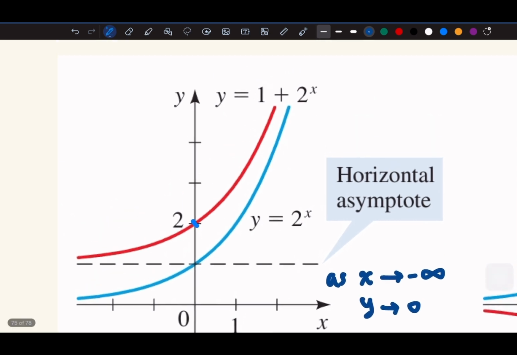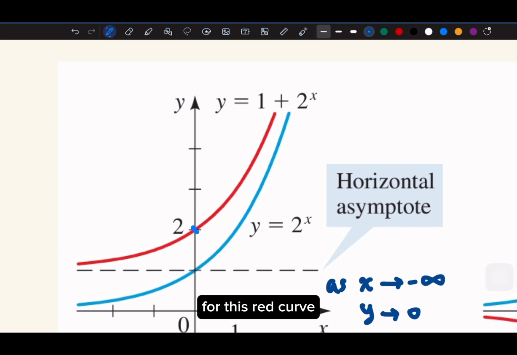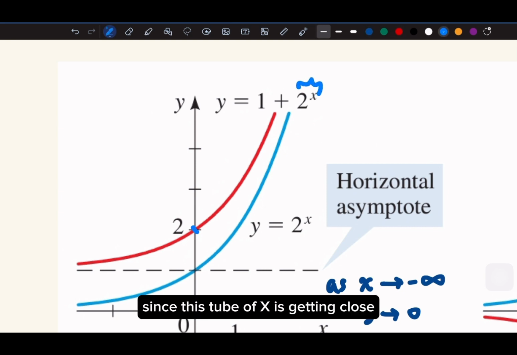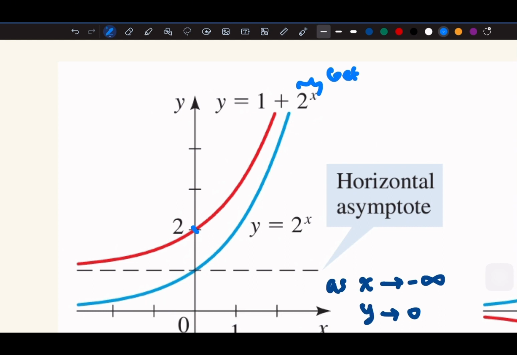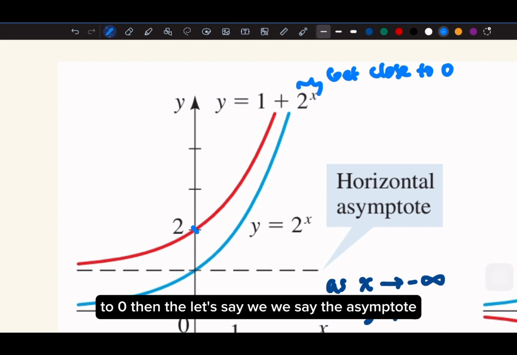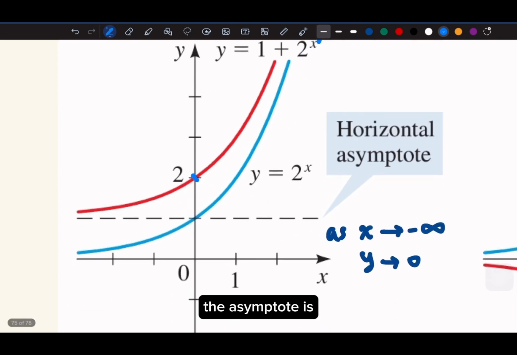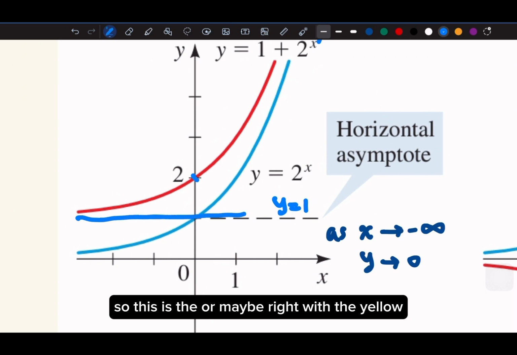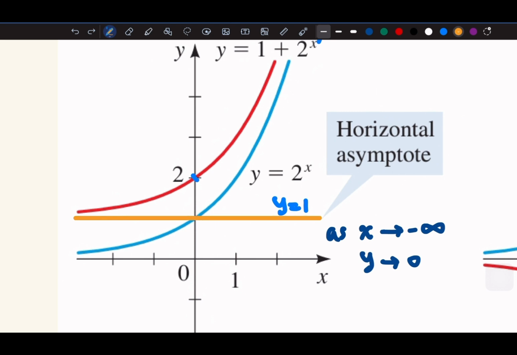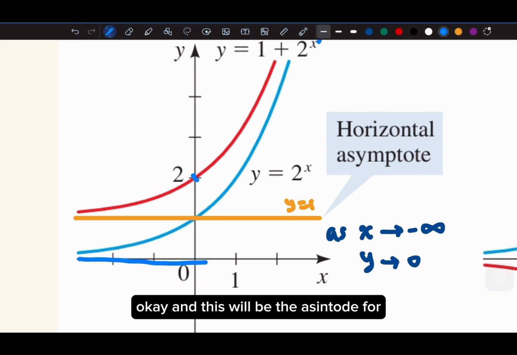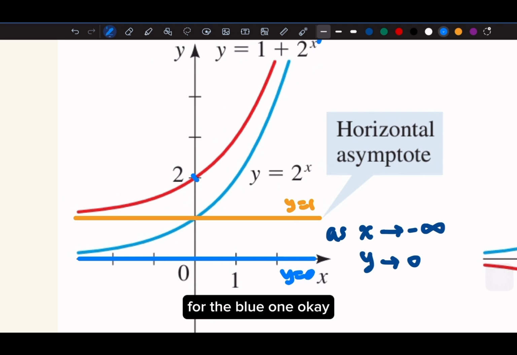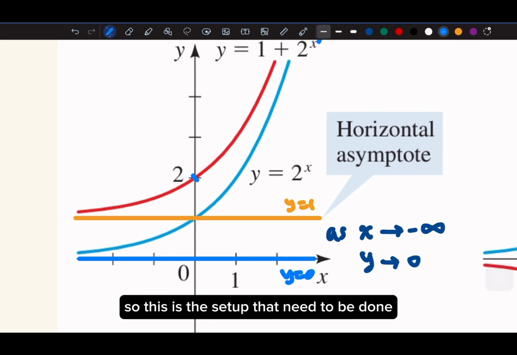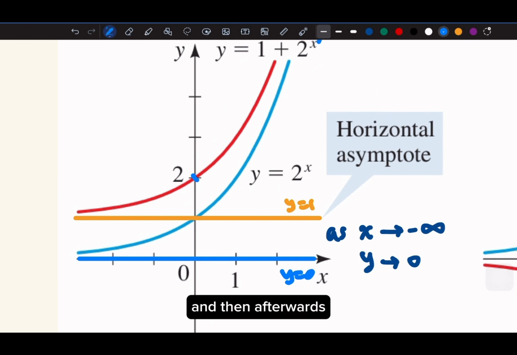Now the same thing for this red curve, since this 2 power of x is getting close to 0, let's say the asymptote moves away from y equals 0 to y equals 1. So this is, or maybe I write it with the yellow, and this will be the asymptote for the blue one. Okay, so I hope you get the idea. So this is the setup that needs to be done, and then afterwards you can draw a typical exponent.